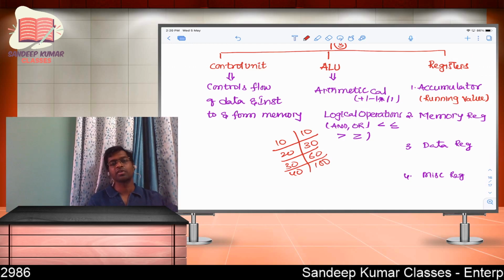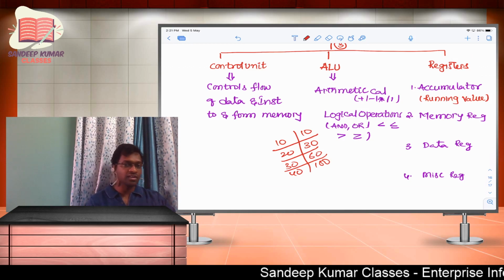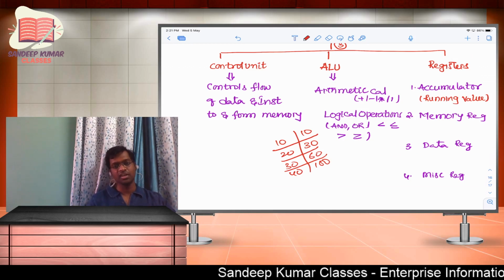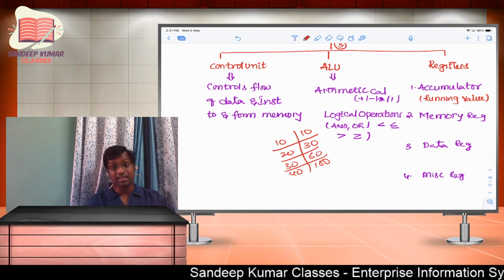A very, very important concept, because we'll be studying flowcharts. In flowcharts, we are supposed to understand this accumulator, because once you understand the accumulator, only then can we understand the flowcharts. So what do you mean by accumulator? The accumulator will store the running values.